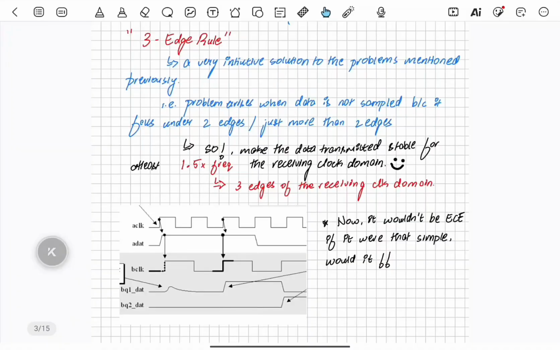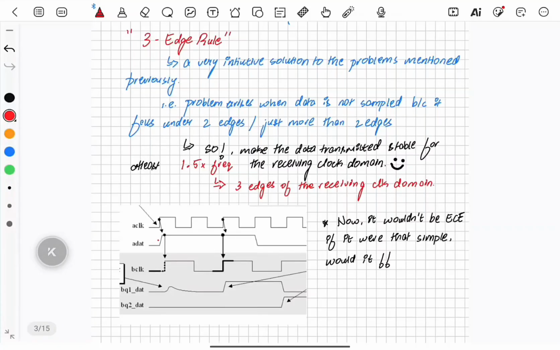How can you do that? That is the three edge rule. It's a very simple, very intuitive solution to the problem. Just keep the data stable enough when you're sending it from the transmitting domain. Keep it stable for at least three edges of the receiving clock domain, or 1.5x the frequency of the receiving clock domain. If it is stable for at least three edges of the receiving clock domain, then at least it will get sampled once. Here you can see the A data signal. Just concentrate out here. A data is stable for three clock edges.